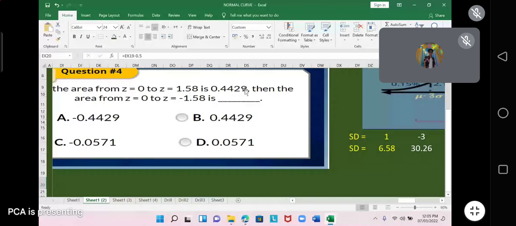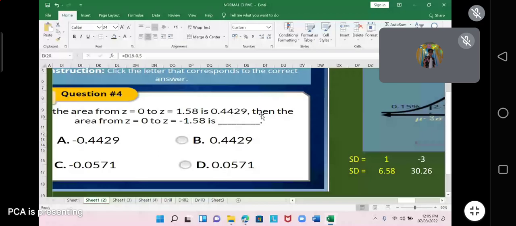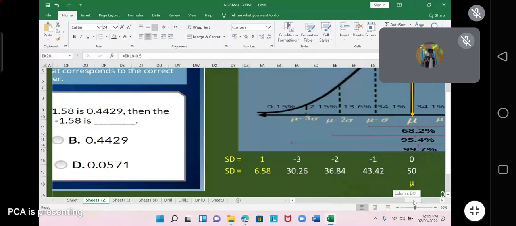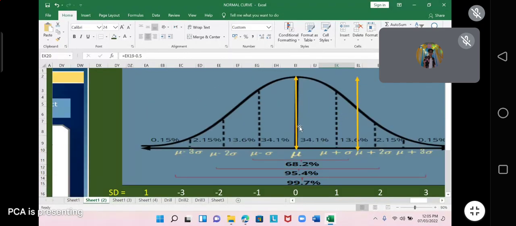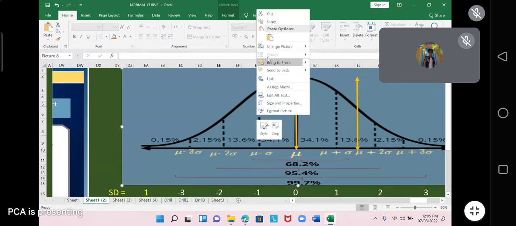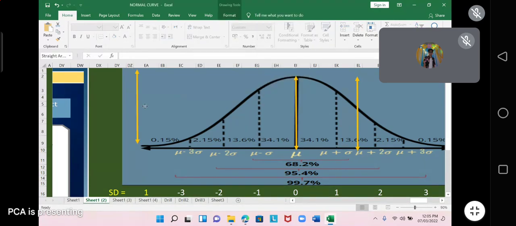49.29%. This one, a decimal, is also 44.29%. See? Okay. Now, how about 0 to negative 1.58? It's just the reflection on the other side, no? You have this area, and of course you also have that area in here. 1.58 is here, basically the same. What is this area?